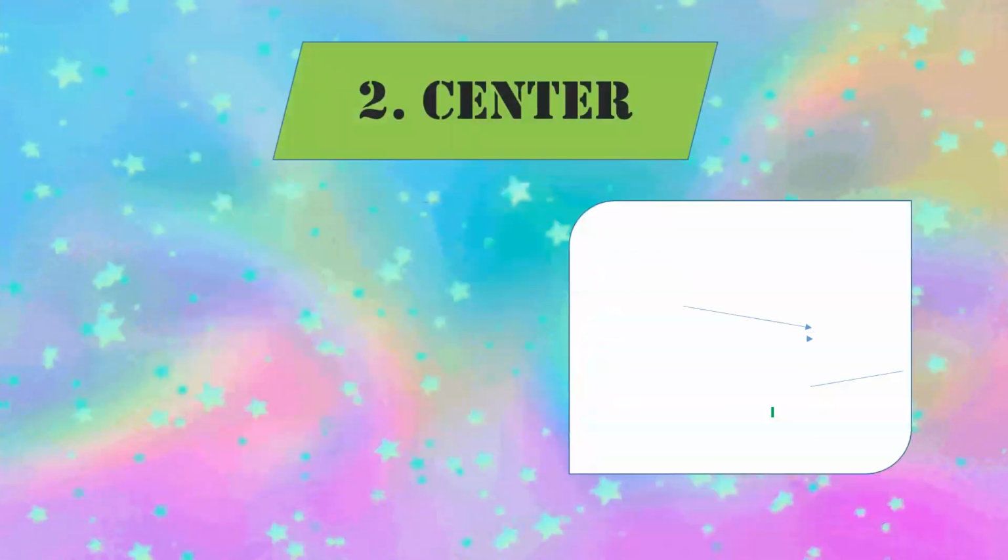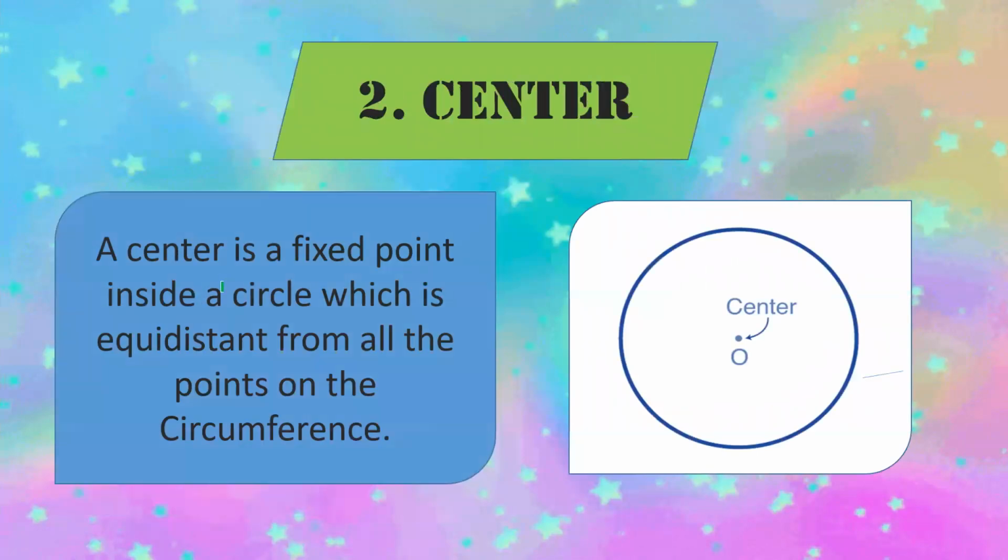Okay, next one is center. A center is a fixed point inside a circle, which is equidistant from all the points on the circumference. Now, what actually is the center? In simpler words, the center is the middle point of the circle. It's a middle fixed point from where the circle has been drawn, and it is equidistant from the center till the boundary. It is equidistant from every side.